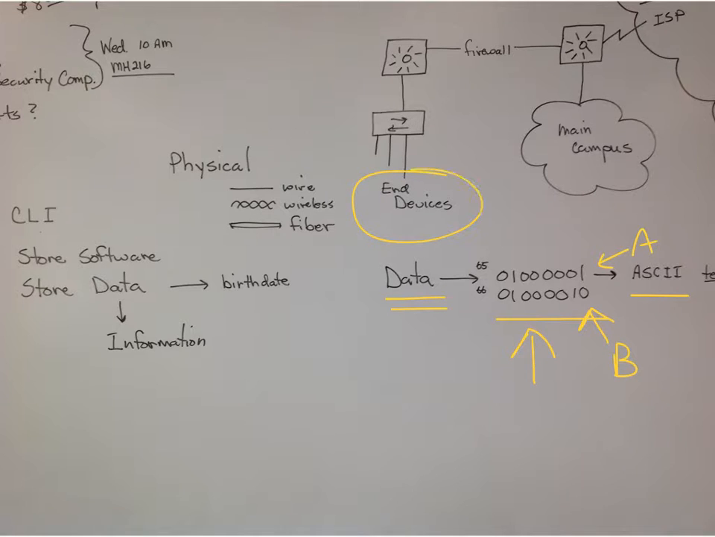Talked about end devices and their movement. The data flows through intermediate devices, through a firewall, out to the internet. Or there is a possibility you go into the main campus and then come back that way. And we're going to learn how that functions.